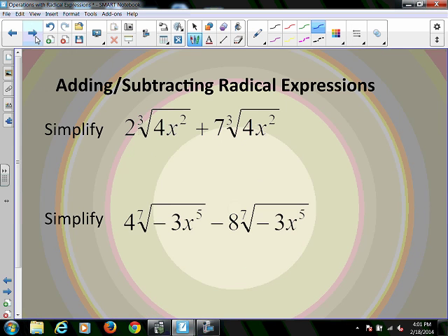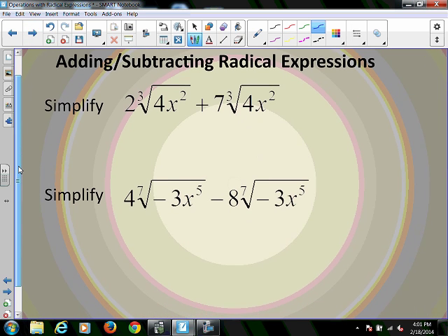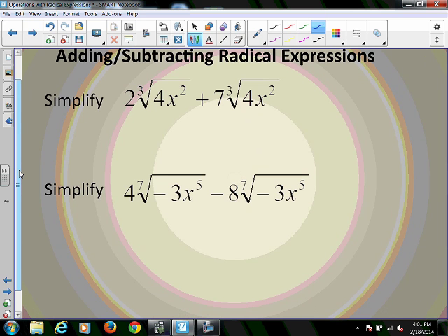Let's move on to adding and subtracting. Go back to the second slide. Since I'm adding, the indexes have to be the same. They are. The radicands, or what's underneath the square root, have to be the same. They are. So all I do is 2 plus 7 is 9. Keep the index the same. Keep the radicand the same.